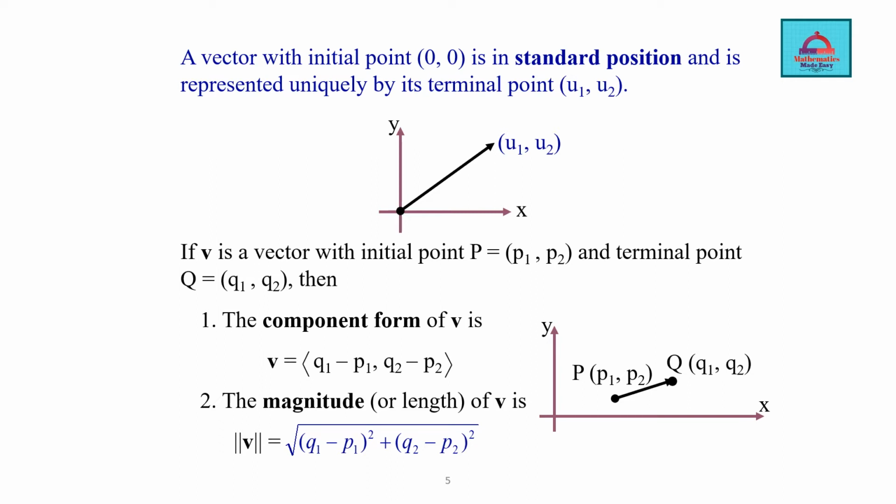Now to find magnitude, you use the Pythagorean theorem. So you take the sum of squares of the components. So q1 minus p1 whole square plus q2 minus p2 whole square, and then you take the square root. Magnitude is denoted by the vector in the bars. So this is the important formula sheet.